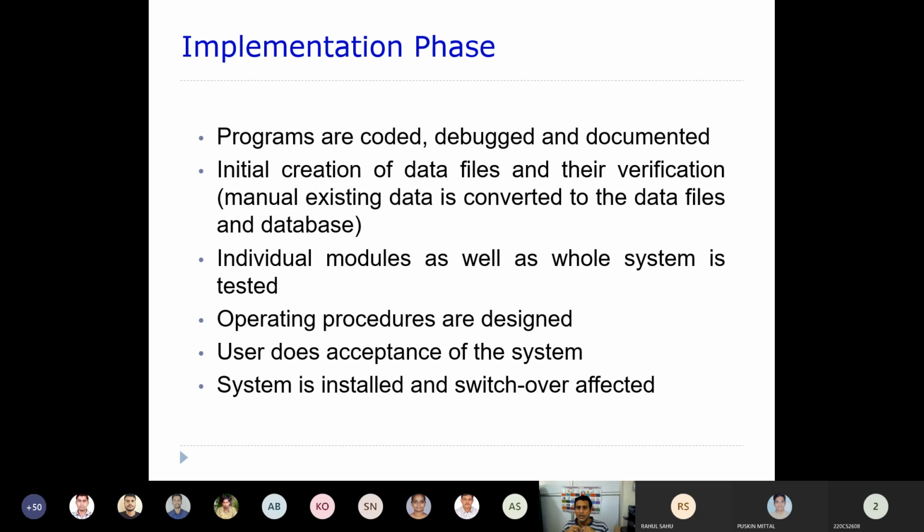This is carried out. I mean, it should not happen that the user is not going to accept the system. So if at all there are such issues, those things will be resolved here only. System is installed and switch over affected. Ultimately, the particular system that is implemented and developed should be installed there at the client side.